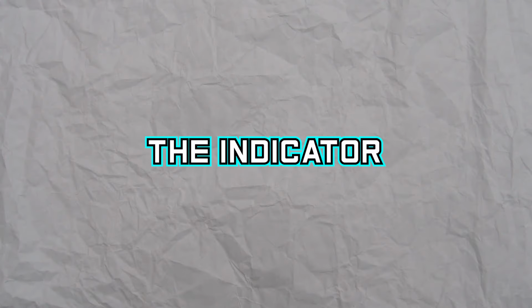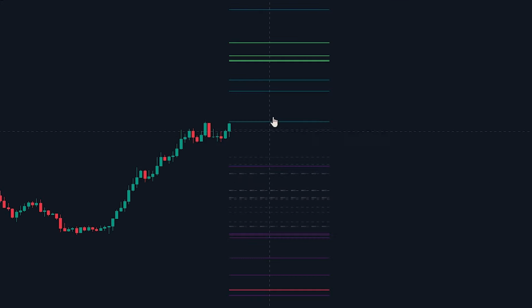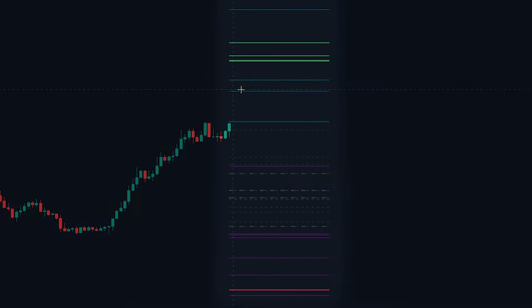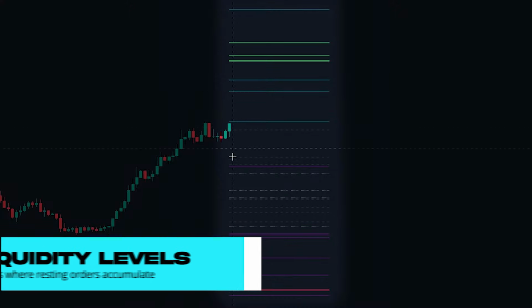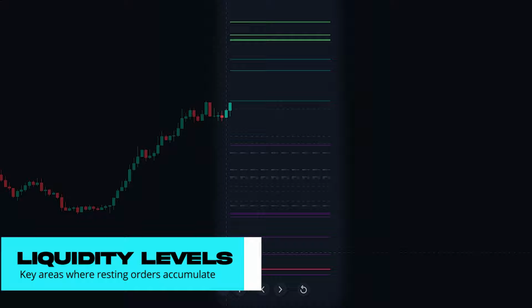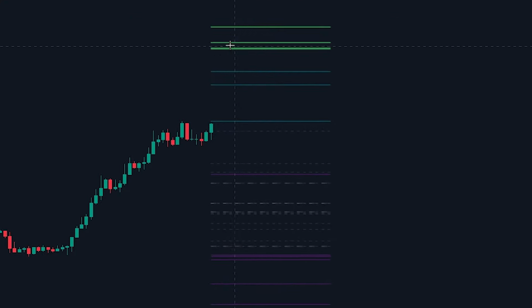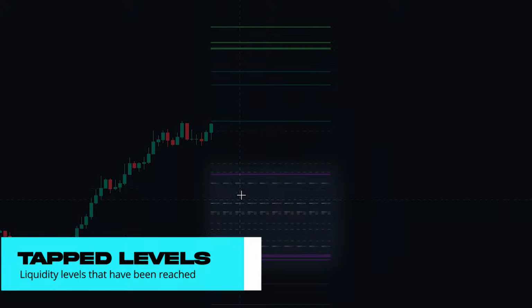Before we start using the indicator, let's first understand how the indicator works. The indicator helps us find 3 different liquidity concepts. The first liquidity concept showcased by the indicator is the liquidity levels, which are the previously discussed key areas where resting orders accumulate, for example in the form of stop-loss orders. If the level is reached, then this means that the level has been tapped. This will be shown in the form of gray dashed lines.